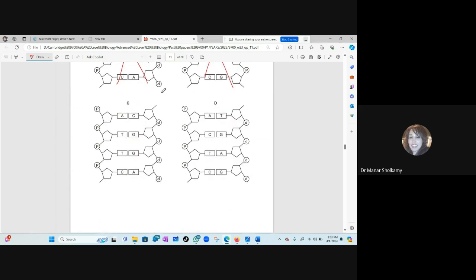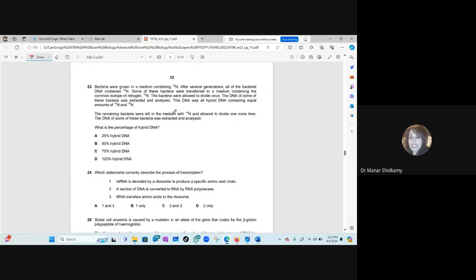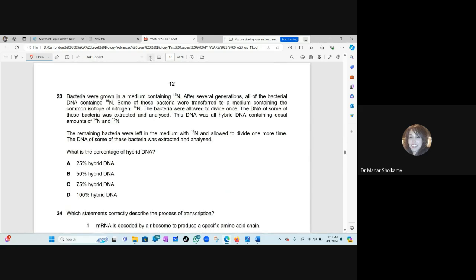Look at C. They are antiparallel, yes, but are the bases correct? Is this complementary base pairing? No. Also no. A doesn't bind with C. D, they are antiparallel, and the bases, are they correct? Yes. So it's D. This is easy. Okay, I think we got this question in one of the mock exams.